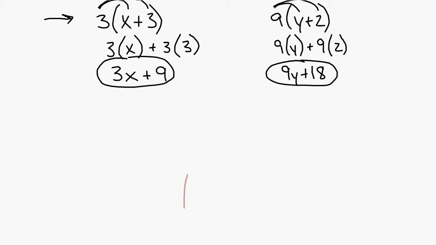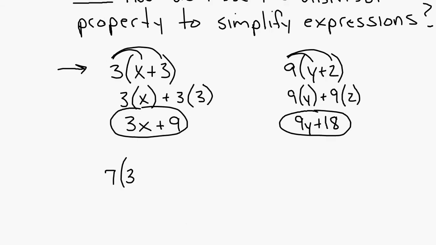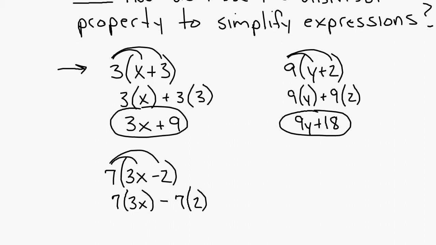If there's subtraction in the parentheses, let's say you got 7 times 3x minus 2. You're still going to distribute, but be careful with this minus sign. This is going to mean 7 times 3x. So you've got 7 times 3x. Now, if there's a minus sign in the parentheses, then just bring down the minus sign. And then you've got 7 times 2.